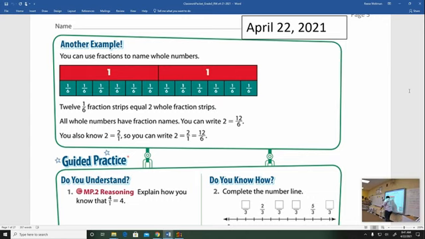Okay, so let's go ahead and take a look at this. Now, we've done this work before. We've worked with these before. Look at this top one here that says another example at the top. See how you have a numerator that's greater than your denominator? We talked about this. We've done this before, right?